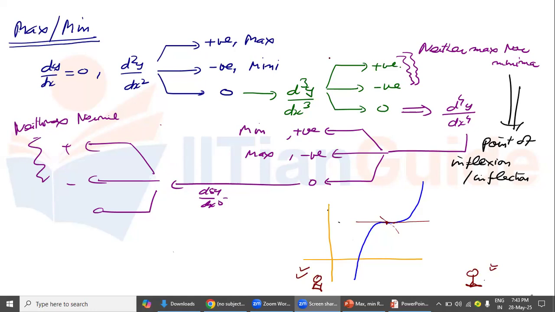A point of inflection is neither maximum nor minimum. In that case, the third derivative is not 0. There is a confusing point: we cannot decide whether it is a maximum or minimum, from the graph I have shown you.